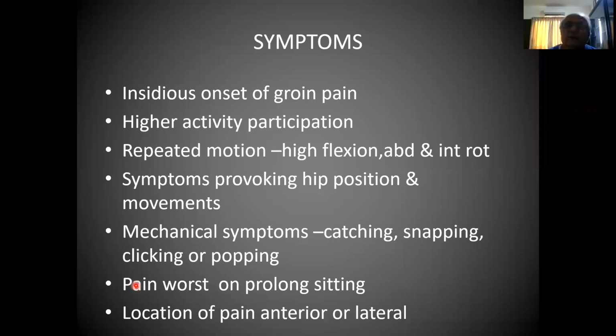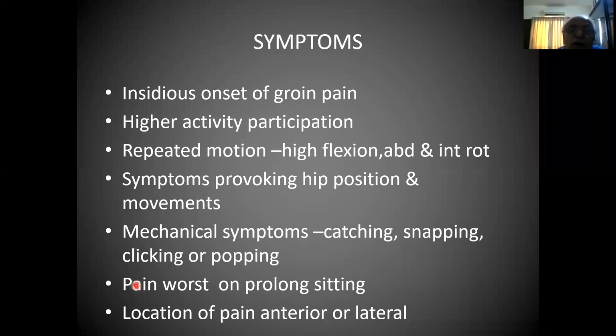Most patients are in higher activity participation. They have repeated motion, high flexion, abduction, rotation, very excessive movement usually, and that is the reason they come in with that repeated trauma. In ordinary life, they may not be using the full hip movements.